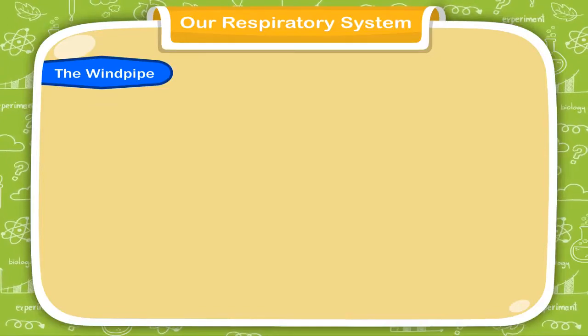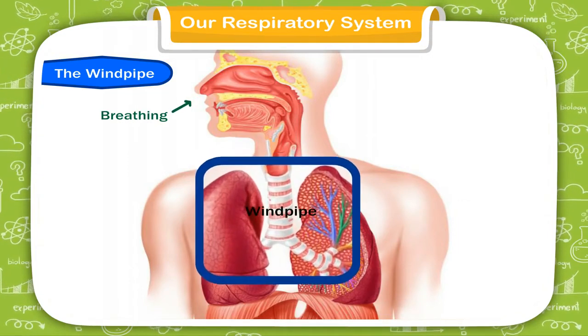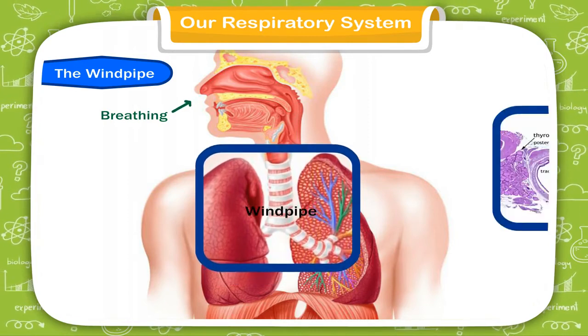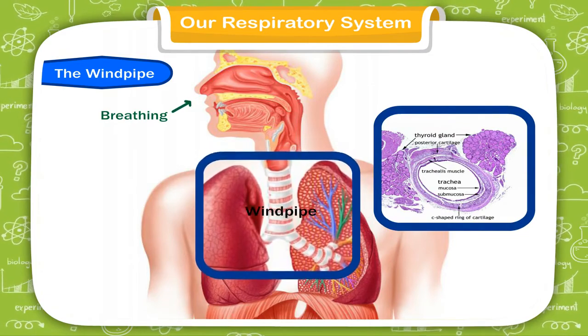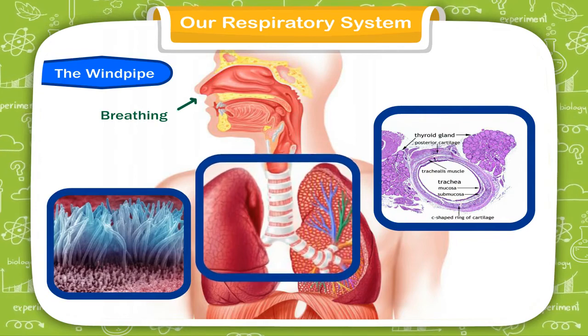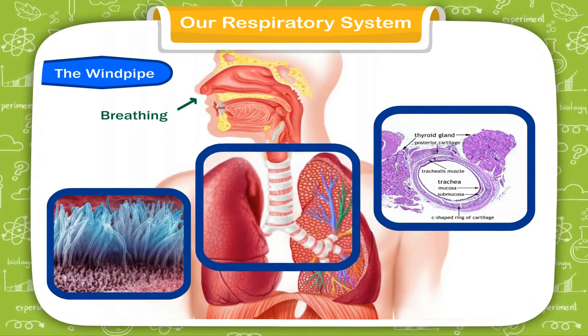Now let us learn about the windpipe. The air enters the windpipe, which lies partly in the neck and partly in the chest cavity. The walls of the windpipe are strengthened by stiff rings of cartilage to keep it open. The windpipe is also lined with cilia, which sweep fluids and dust particles out of the airway so that they do not enter the lungs.